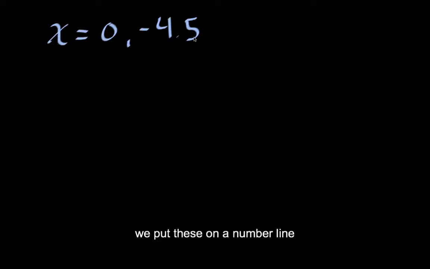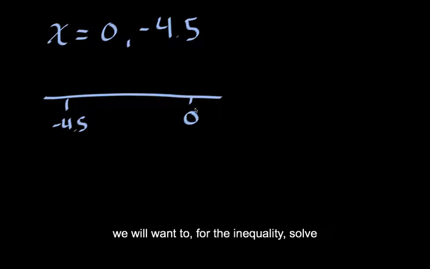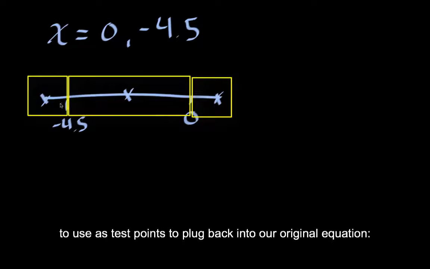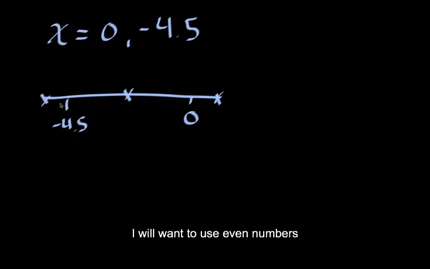If we put these on a number line, we will want to, for the inequality, solve for each interval. So we'll want to find a point here, here, and here to use as test points to plug back into our original equation. We'll want to use even numbers or whole numbers, integers, to make the calculation easier. So here we'll just use negative 1, 1, and we'll say negative 5.